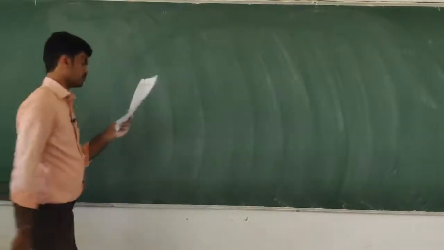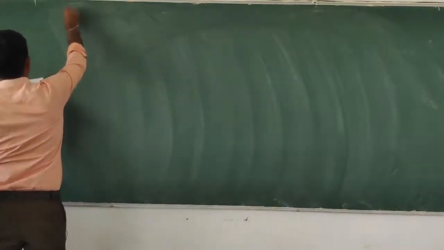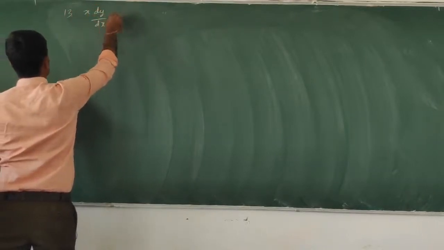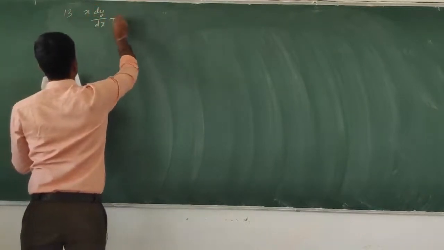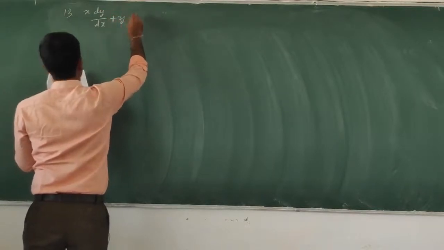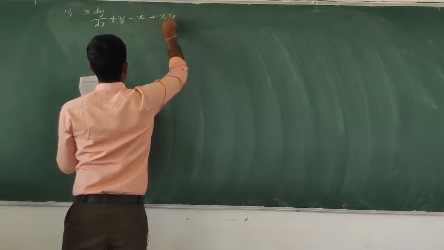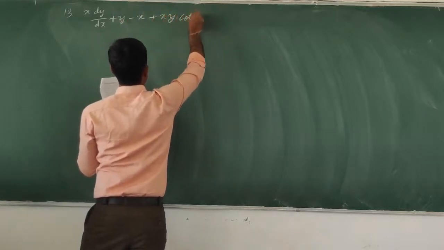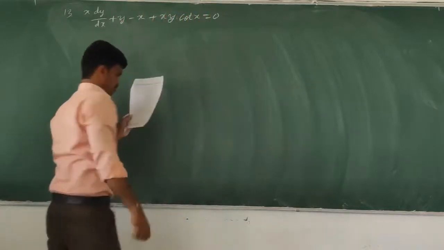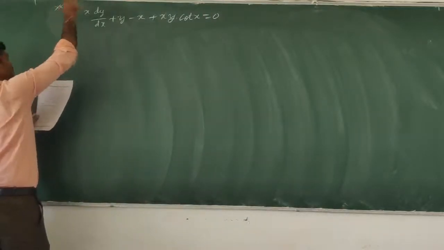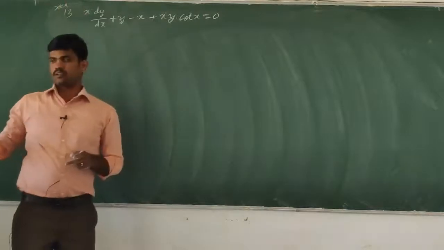The problem is x into dy by dx plus y minus x plus xy into cot x is equal to 0. So this is also an important one. It might seem a little different to you. Okay, very good. See here.